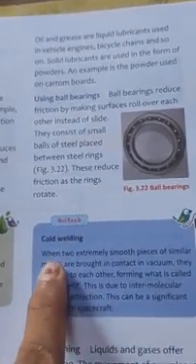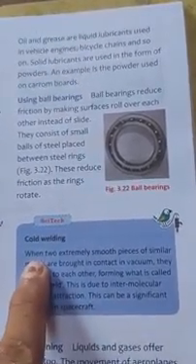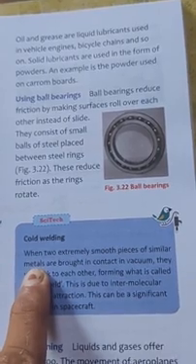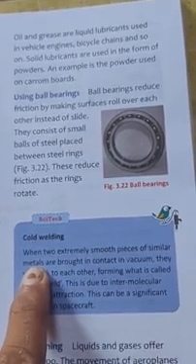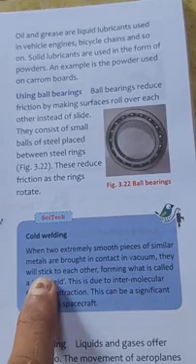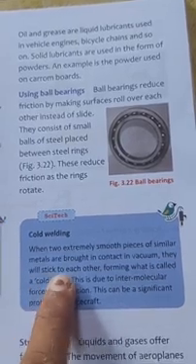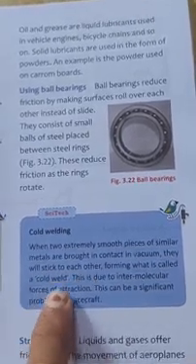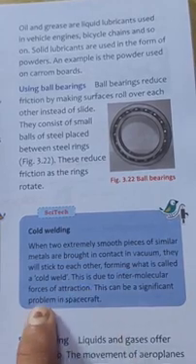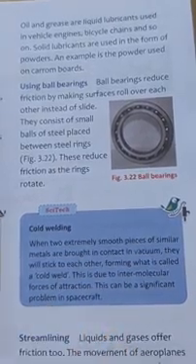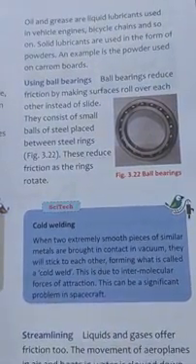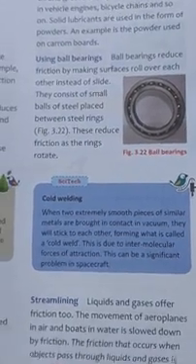Now, cold welding. When two extremely smooth pieces of similar metal are brought in contact in vacuum, they will stick to each other, forming what is called a cold weld. This is due to the intermolecular force of attraction. This can be a significant problem in a spacecraft.